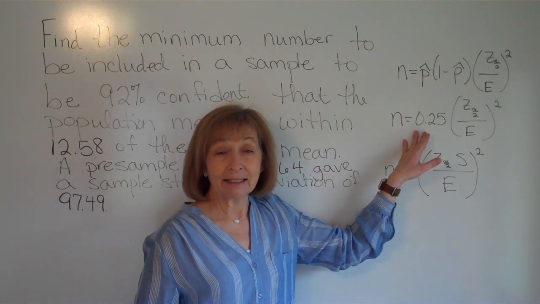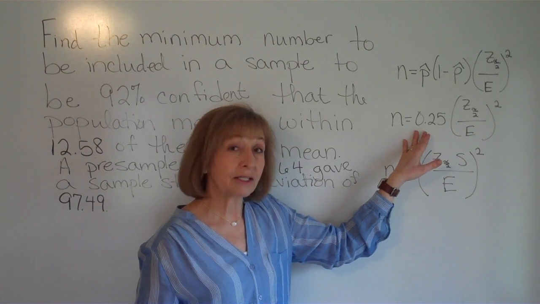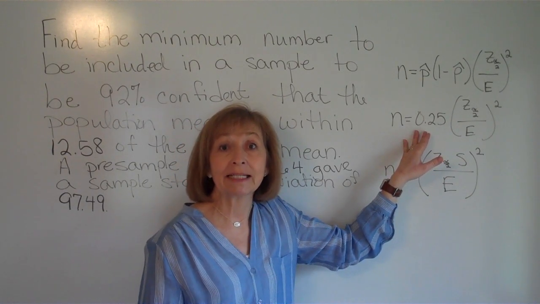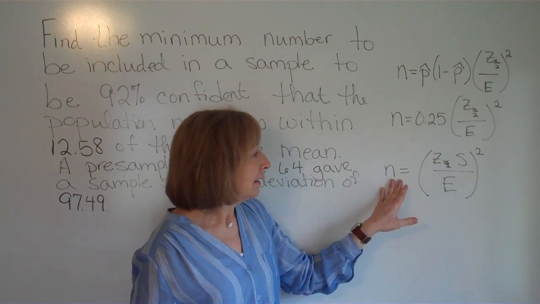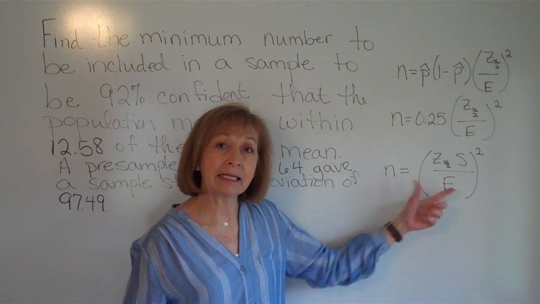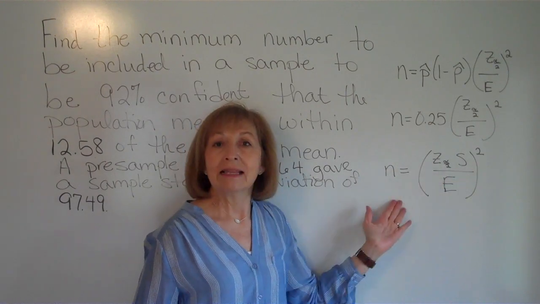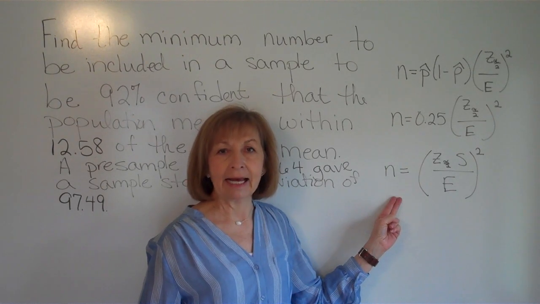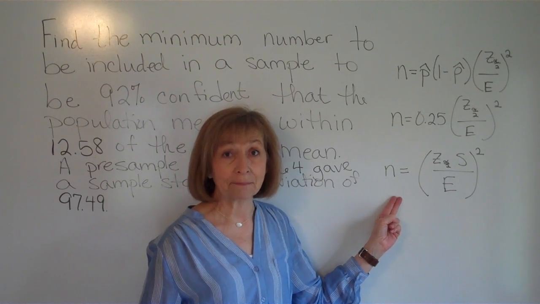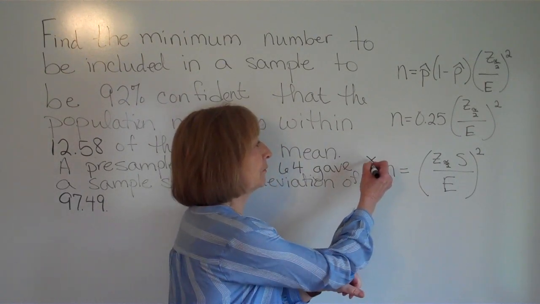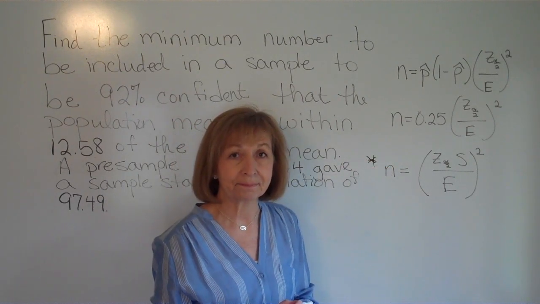So that's not yet the formula that we need, because remember, we're looking at to be within so much away from the population mean. n is equal to z sub alpha over 2 times s divided by e, quantity squared. This is the formula for finding the sample size if you're looking at doing this for a population mean. So this particular third one is the formula that we need for this problem.